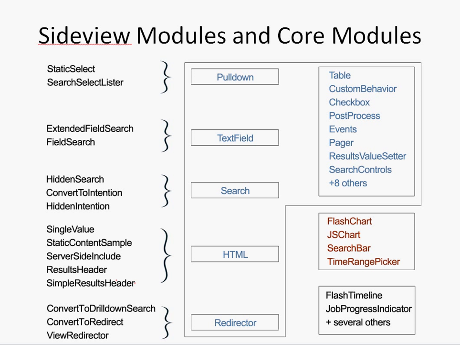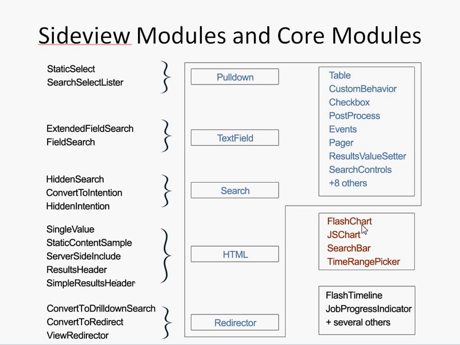Nothing happened. Okay, this slide is a little complicated. This is showing you the most important modules, the ones people will use every day. Blue modules are Sideview modules packaged inside Sideview Utils. They're enclosed in this big stroke like a Tetris piece. Black and red modules are the core Splunk modules.